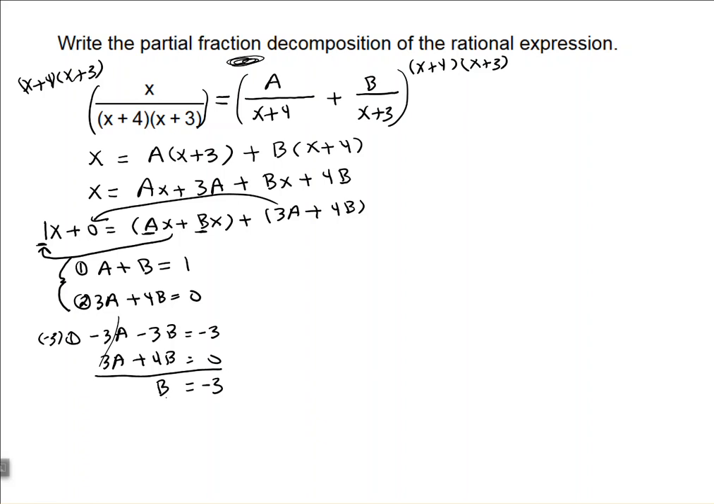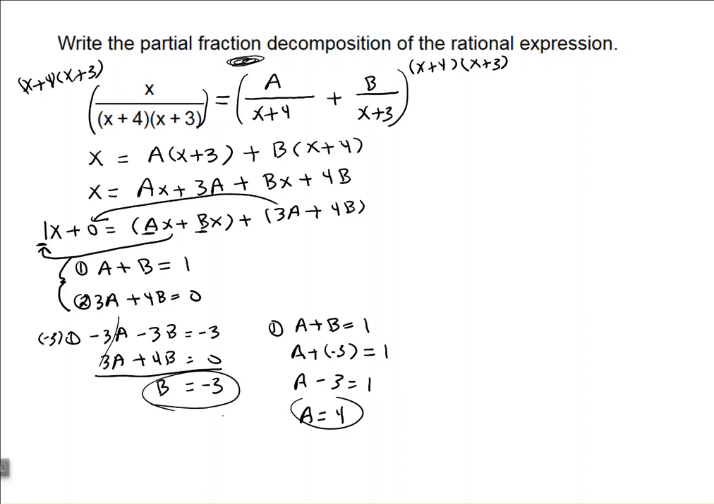But remember, I need a and b, so I'm going to use equation 1 to find the value of a. So equation 1, we had a plus b equals 1, and now we know that b is equal to -3, so I'm going to substitute. So a minus 3 equals 1. Add 3 to both sides. Therefore, a equals 4. Now, those are the two values that I need.